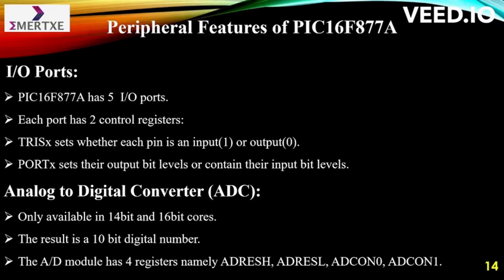And next, ADC. ADC is nothing but it converts the analog signal to digital. It is only available in 14-bit and 16-bit cores. The result of the ADC module will be a 10-bit digital number. From the 10-bit digital number, we come to know the exact value of the input analog voltage. The AD module has four registers, namely ADRESH, ADRESL, ADCON0, and ADCON1.